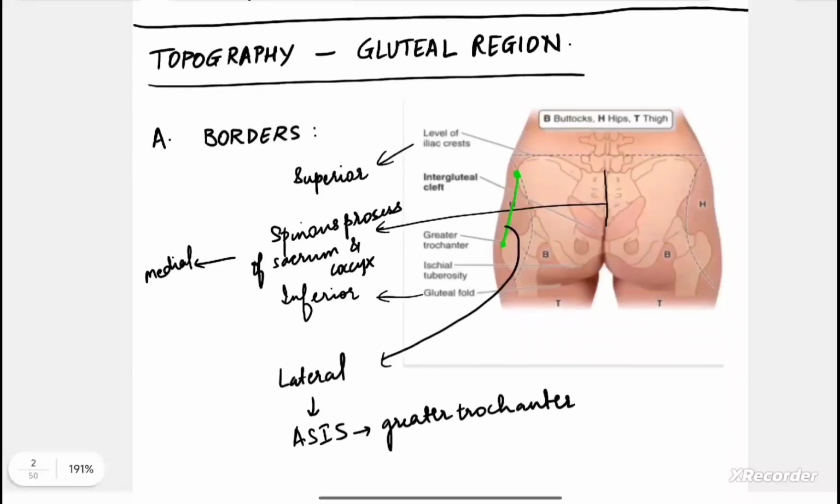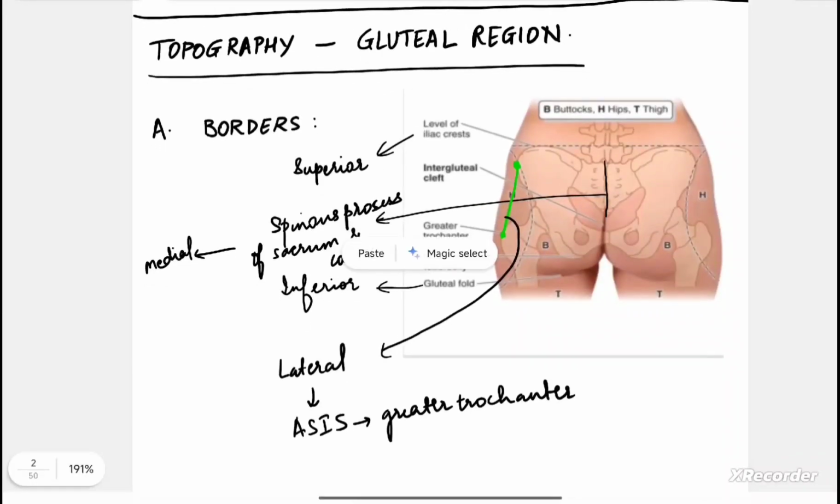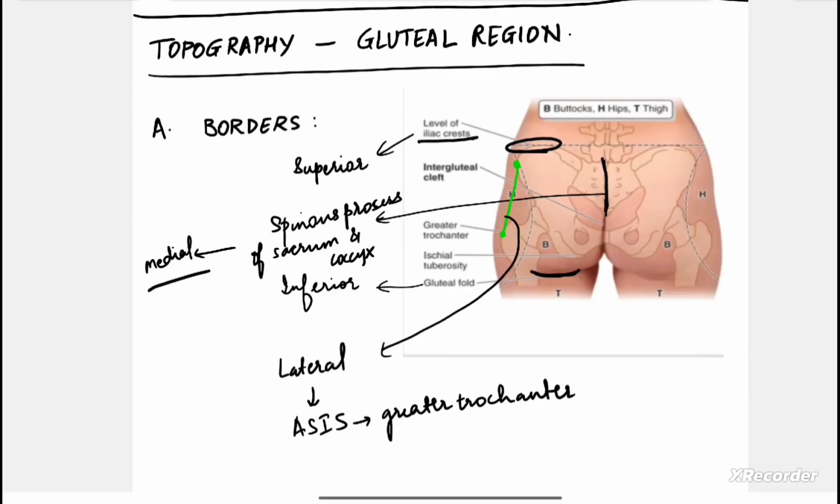Now, first we will study the topography of the gluteal region. What are the borders of it? Superiorly there is the iliac crest. Inferiorly there is the gluteal fold. Medially, the spinous process of the sacrum and coccyx. And laterally is an imaginary line drawn from the anterior superior iliac spine to the greater trochanter.